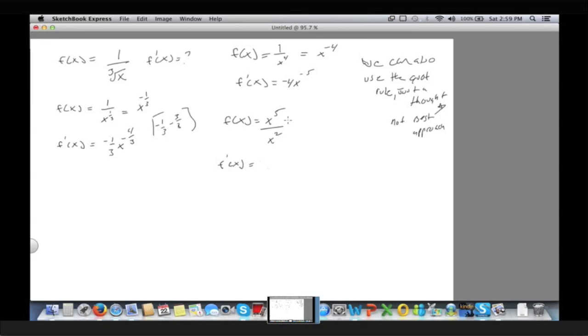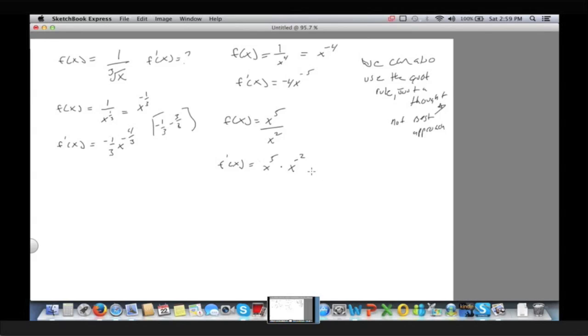Well, we could bring this out for sure, just like we did up here, and then this x to the fifth would just be x to the fifth times x to the negative 2, and then now we use product rule. For the derivatives? Right. Yeah, you could do that. What's another approach you could use instead?